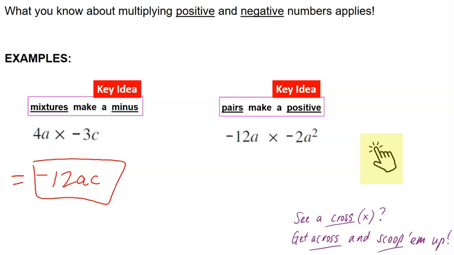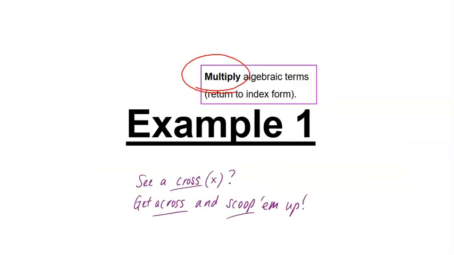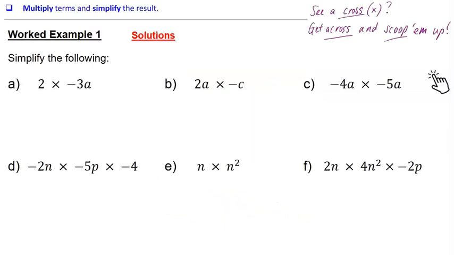On the next one, the key idea reminds us pairs make a positive. So that pair of integers is +24. Use my index finger, 1, 2, 3. I write base A, index 3. You can practice these examples. We'll do these 6 together.